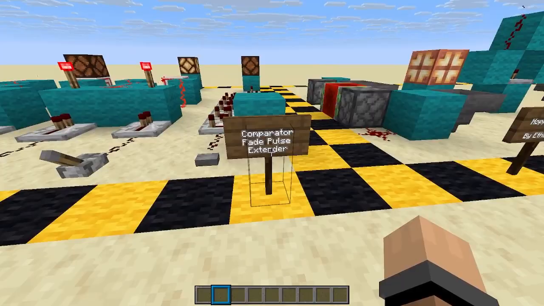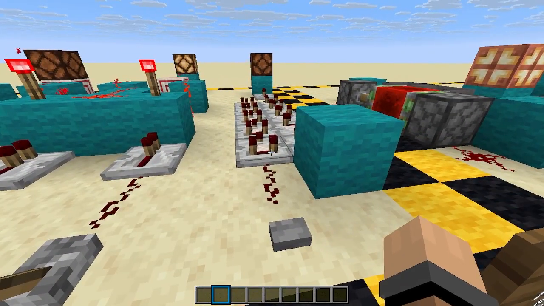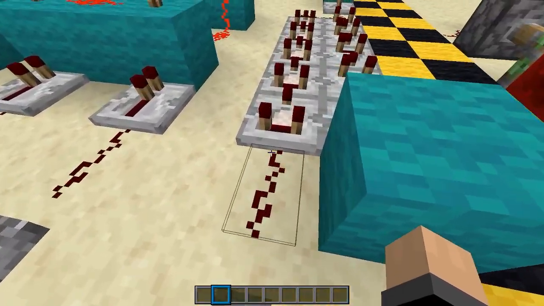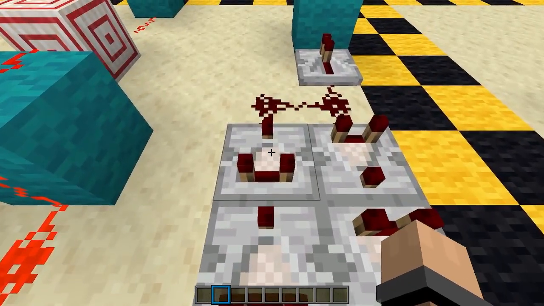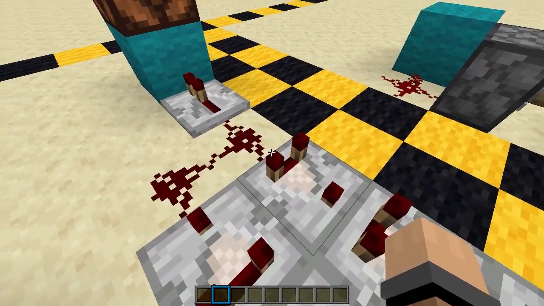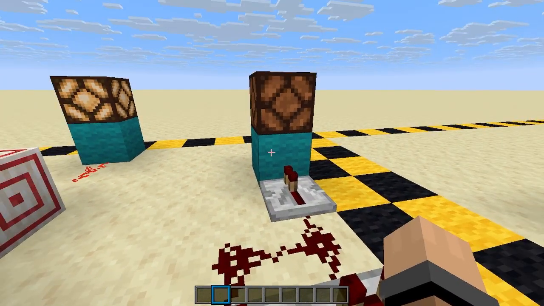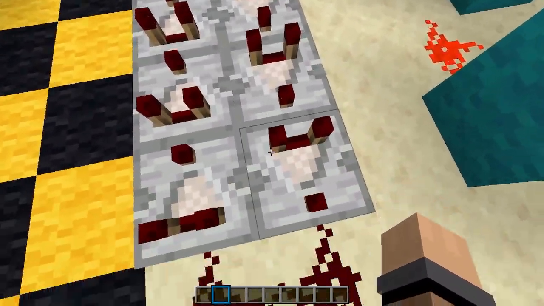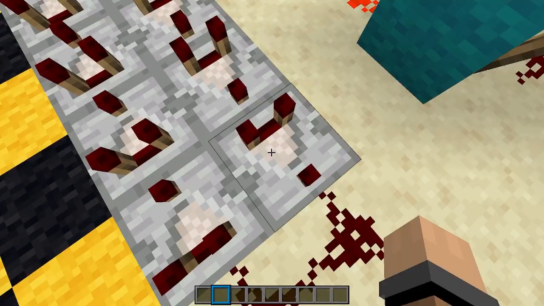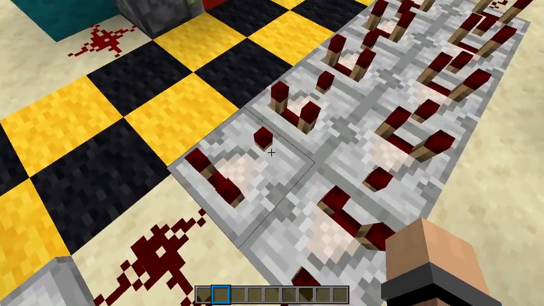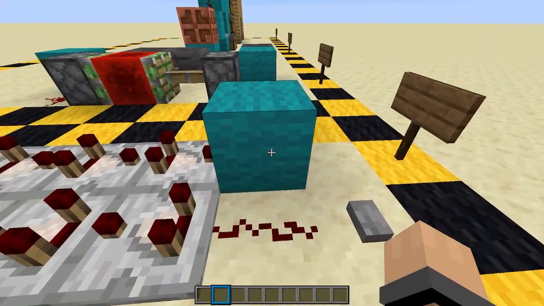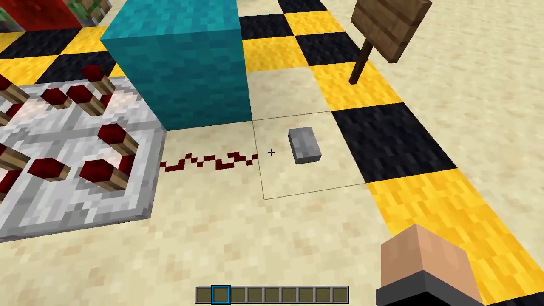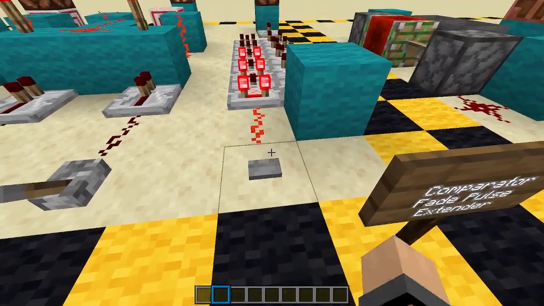Now that is a lot of words, but this is not all that difficult. You have an input going into a line of comparators, which you are pulling an output from on the reverse, and then going into another line of comparators directly next to these ones. That is very important that they're right next to each other like this. That ends in a block right next to the beginning redstone dust. And this is what happens.